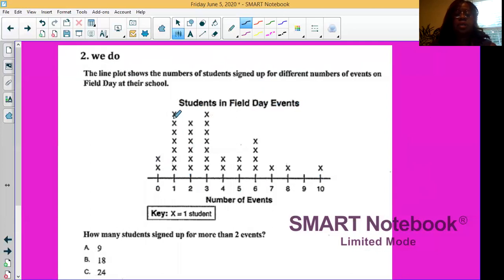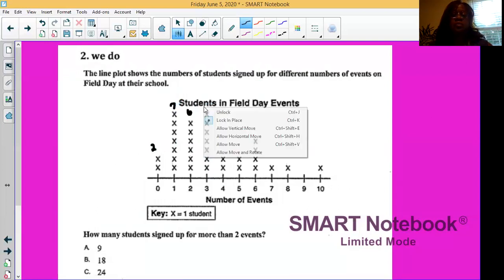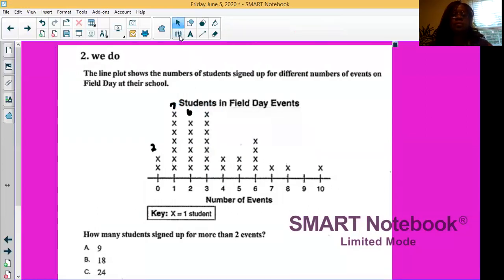Now let's count and see how many signed up for one event. 1, 2, 3, 4, 5, 6, 7 students signed up for one event. 2 students didn't sign up for any. All right, how many signed up for 2 events? 1, 2, 3, 4, 5, and 6. 6 students signed up for 2 events. How many signed up for 3 events? 1, 2, 3, 4, 5, 6, 7. 7 students signed up for 3 events as well.